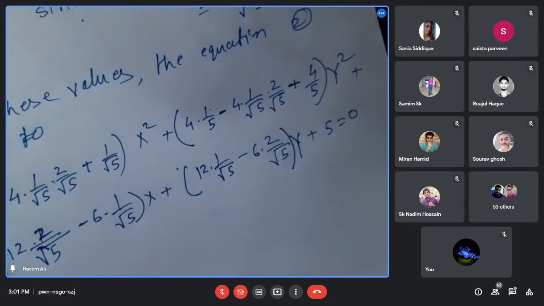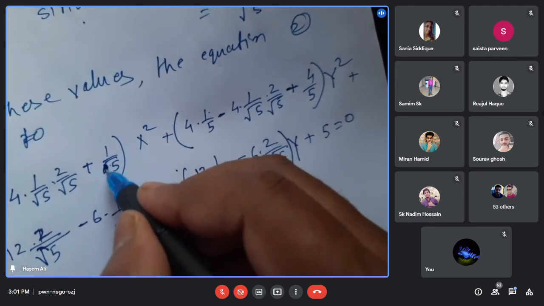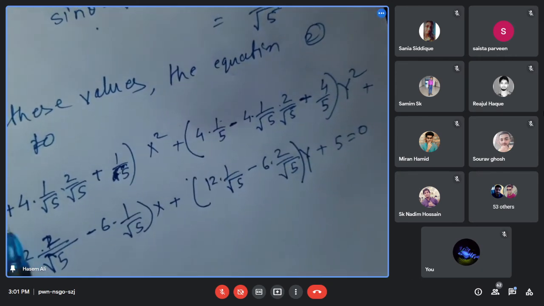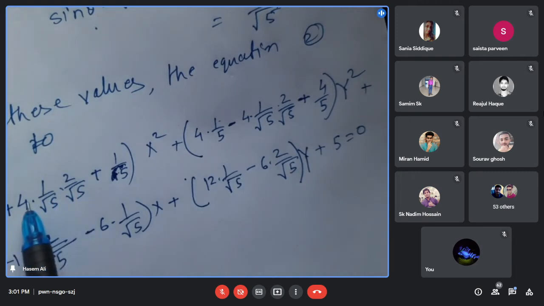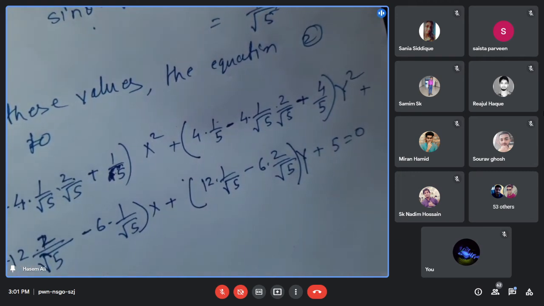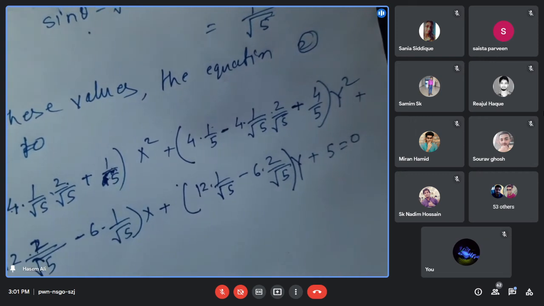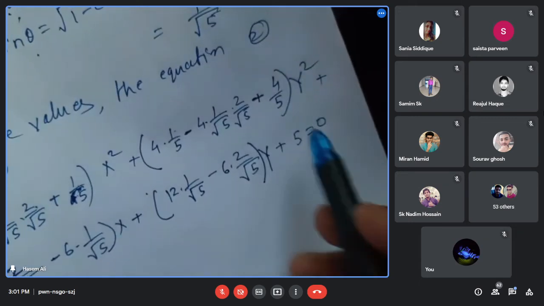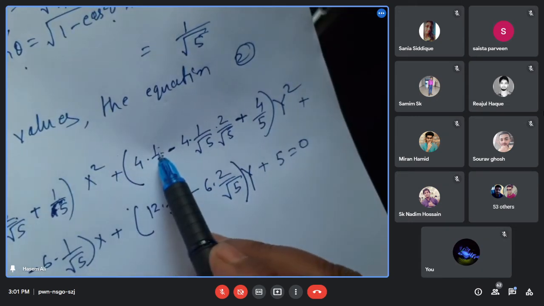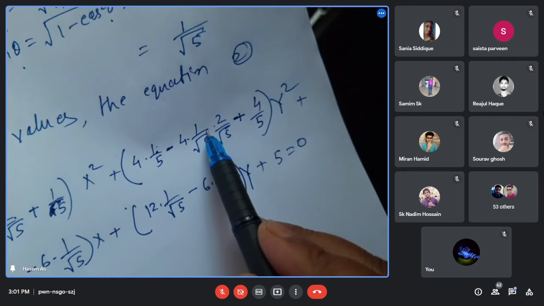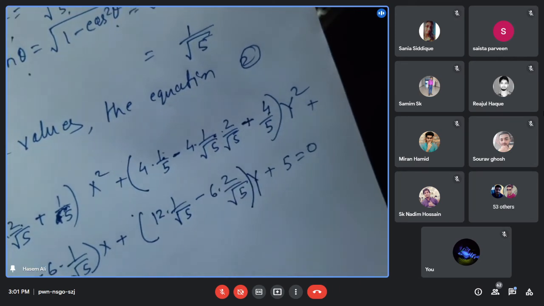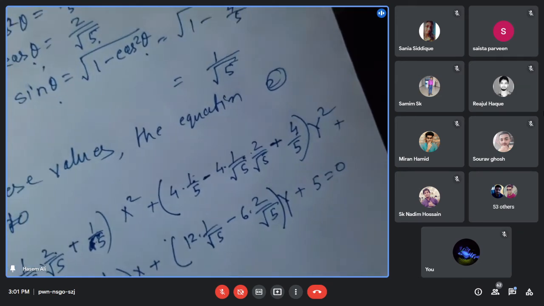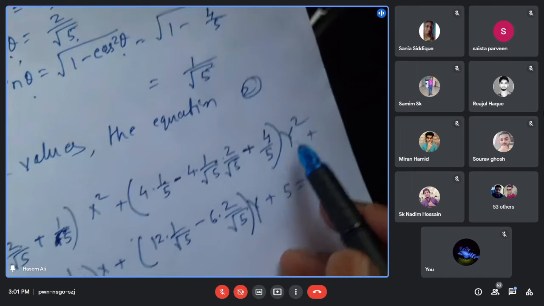So here sin square theta is 1 by 5. So 16 plus 8 plus 1, that is 25 by 5, into x square. For y square: 4 minus 8 plus 4, that means 0. Yes, is it 0? 4 by 5, 4 by 5, minus 8 by 5. It is 0. The coefficient of y square is 0.